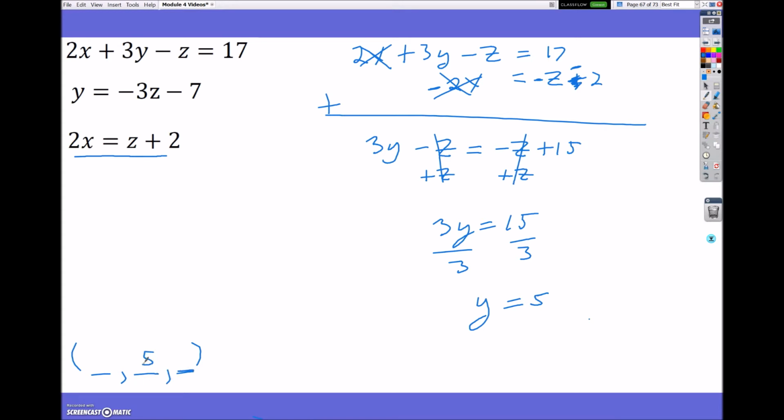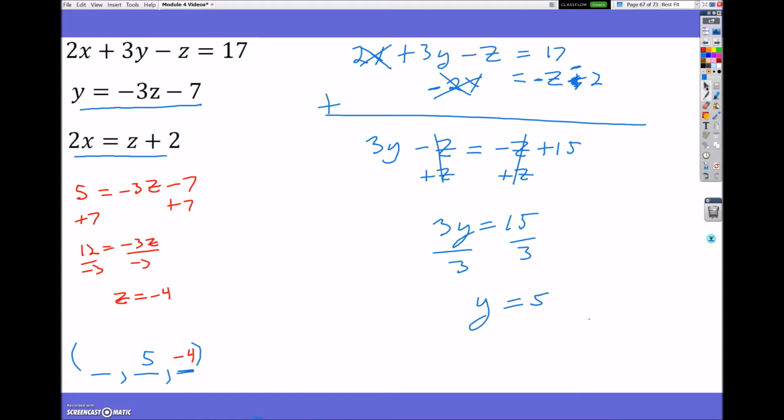Now let's see if I can use that information to help me solve any of the other ones. If I look, it has y equals negative 3z minus 7. So in red, if I plug that in, it's going to be 5 equals negative 3z minus 7. So I'm going to add 7 on both sides to get 12 is equal to negative 3z, and just divide both sides by negative 3 to get z is equal to negative 4. So we have negative 4.